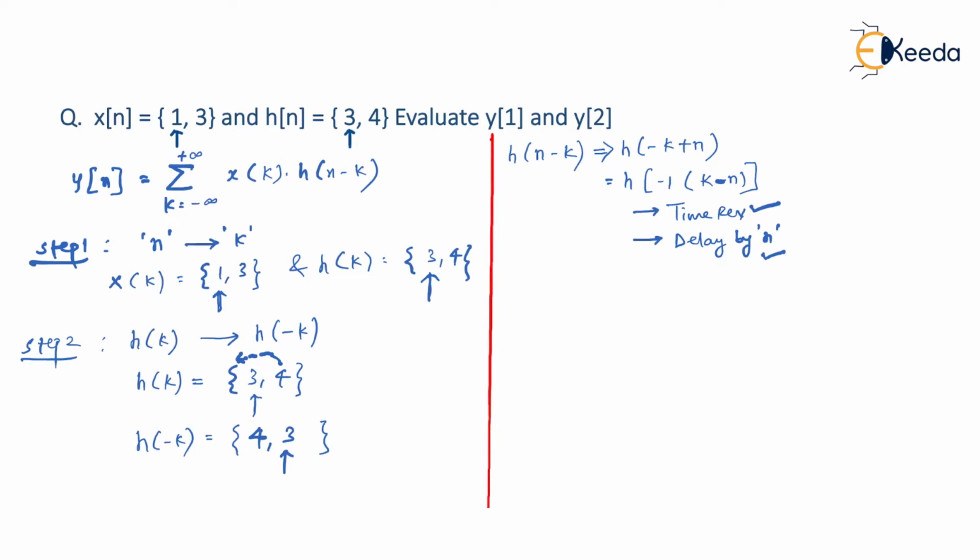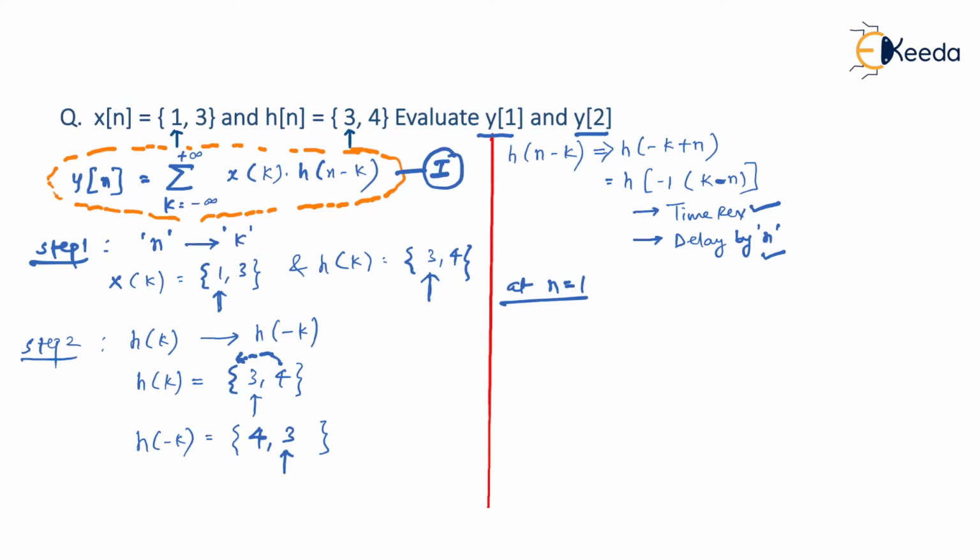For example, let me talk about y of n formula. So I have already written that formula here. You can see this formula I'm talking about. So just read the question. What I don't want is complete y of n. I want y of 1 and y of 2. So y of 1 means what? It is y of n at n equal to 1. So what I'll do is, I'll substitute n equal to 1 in this equation, that is equation number 1.